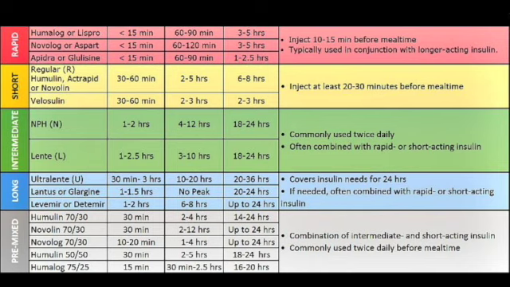For long-acting, this is Detemir and Glargine. These have an onset of 2 hours. They peak in 3 to 9 hours, and Glargine has no peak. Detemir peaks in 3 to 9 hours. And Detemir has 6 to 24 hour duration, whereas Glargine is over 20 to over 24 hours duration.